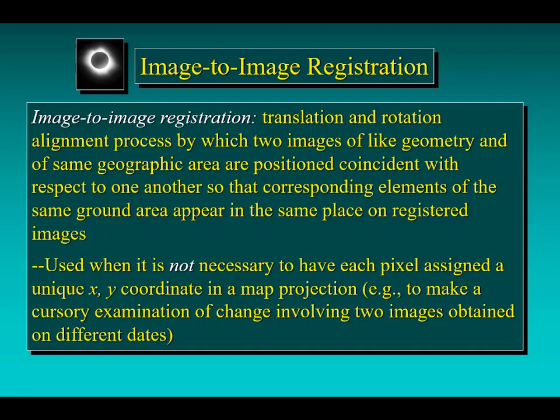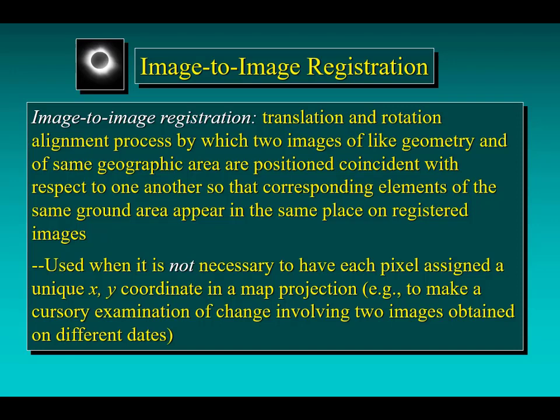Here I will just briefly discuss the image-to-image registration process. That is the translation and rotation alignment process by which two images of like geometry of the same geographical area are positioned coincident with respect to one another so that corresponding elements of the same ground area appear in the same place on registered images. So essentially we're going through the same process that we undergo with image to map rectification, but we simply use this process when it's not necessary to have each pixel assigned to a unique XY coordinate on some map projection.